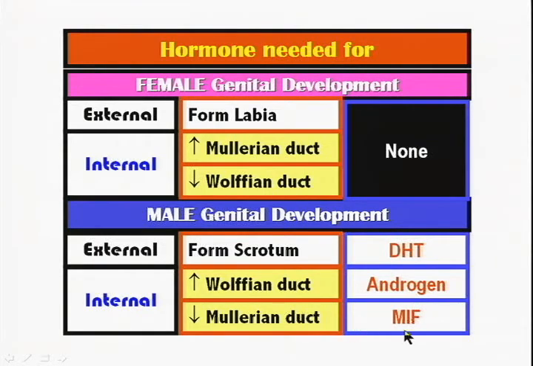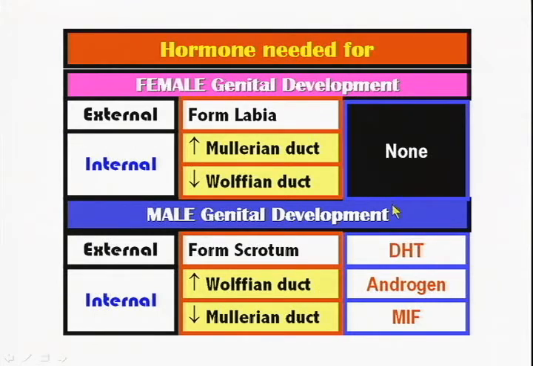What is needed in order for the Müllerian duct to involute in the male embryo? Müllerian inhibitory factor, which is produced by the testes. So you can see that the default differentiation is female because there are no hormones which are needed. That's the way it will automatically go. In order for male genital development, you need DHT to form the external genitalia, androgens to proliferate the Wolffian duct, and Müllerian inhibitory factor for the Müllerian duct to atrophy.